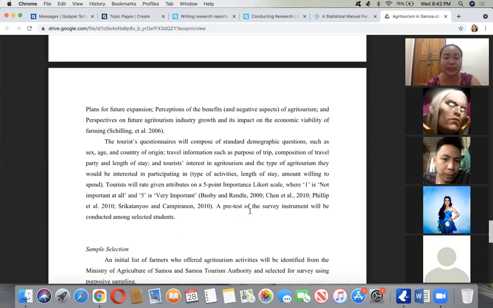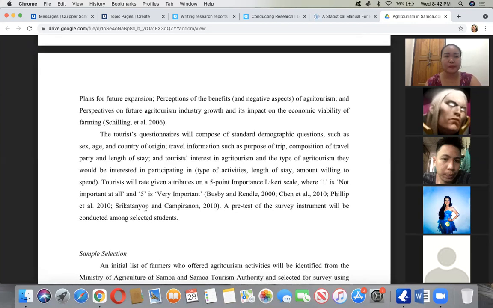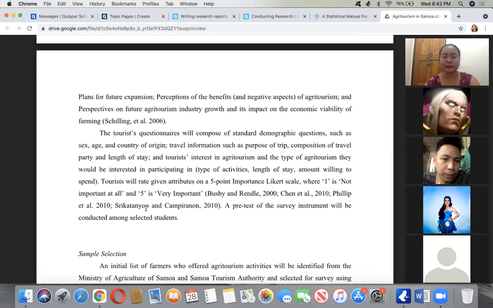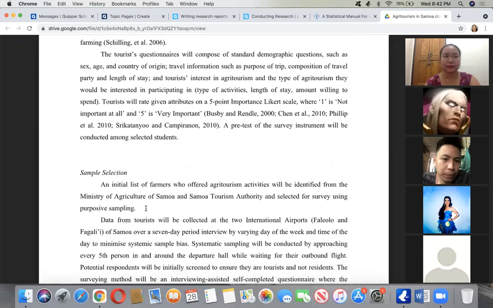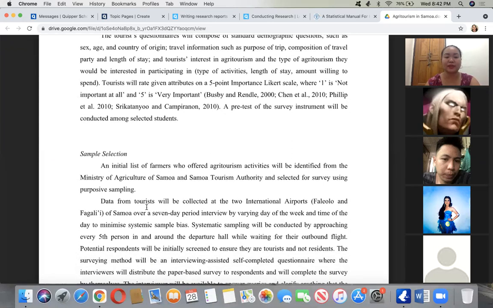And there will be a pre-test of the survey instrument before it will be conducted, and it will be conducted among selected students. So mag-trial ka muna kasi you don't know if ano yung effect or yung outcome. So para siyang ano, ganyan tawag doon? Dry run. Parang nag-dry run ka muna ng mga exams or ng activities.